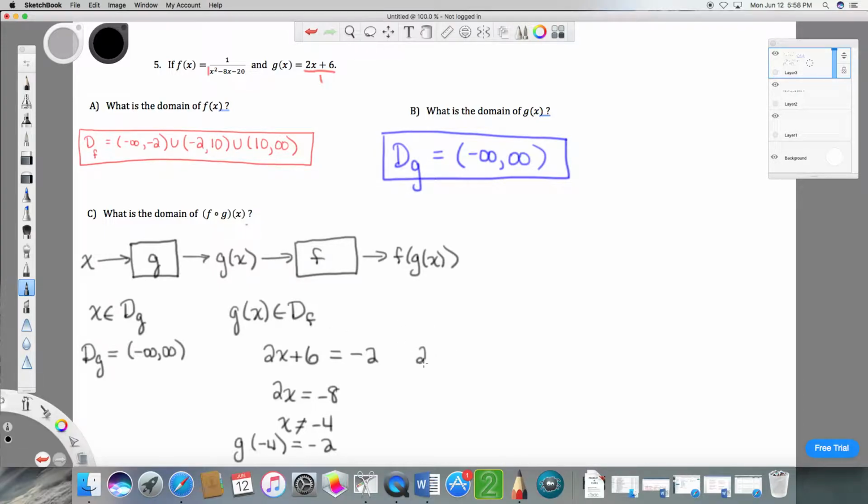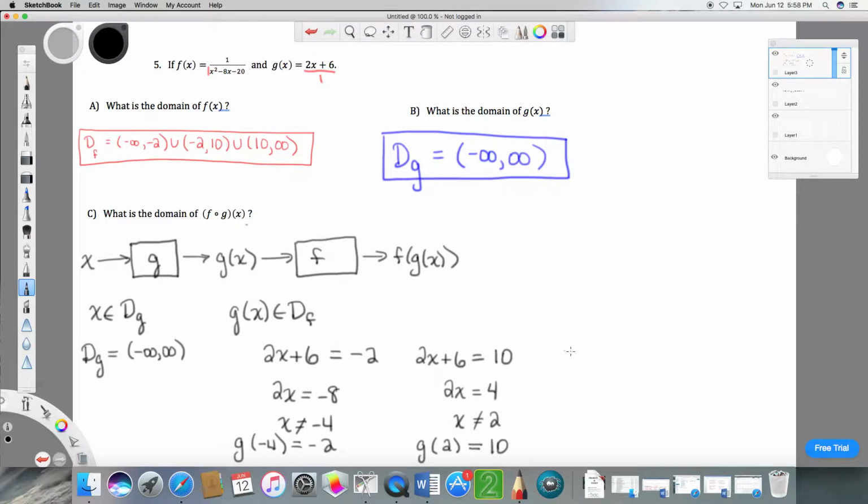The other thing that has to be true is that this 2x plus 6, we have to avoid letting it have a result of 10. So we temporarily let it equal 10 just so we can know what x value to avoid. X equals 2. If x equals 2, then g evaluated at 2 will equal 10. And we can't let that happen because f evaluated at 10 is undefined. So we throw 2 out of the domain.